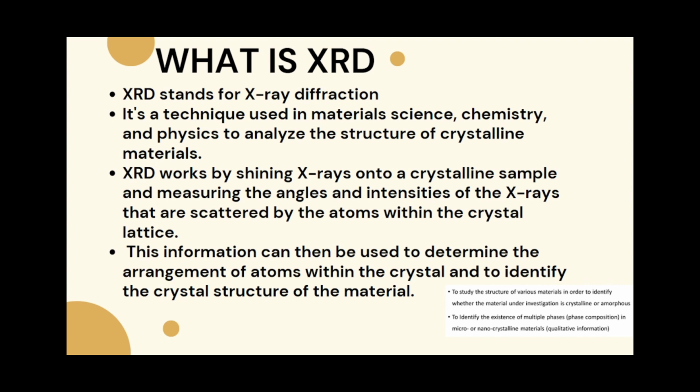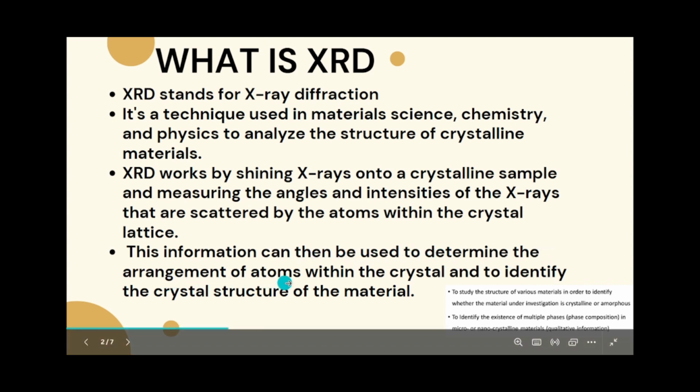In this video, I will teach you what XRD is. XRD stands for X-ray diffraction. It's a technique used in material science, chemistry, and physics to analyze the structure of crystalline materials. XRD works by shining X-rays onto a crystalline sample and measuring the angle and intensity of the X-rays that are scattered by the atoms within the crystal lattice. This information can then be used to determine the arrangement of atoms within the crystal and to identify the crystal structure of a material.